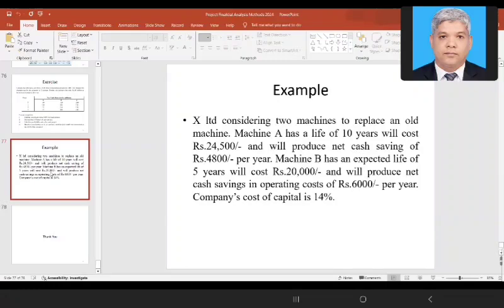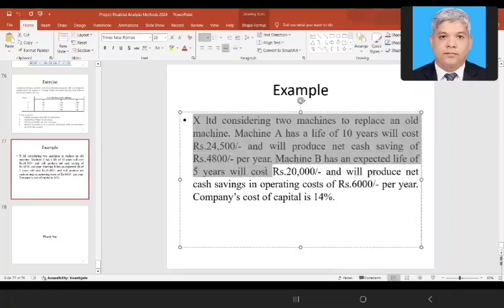The last one is a company considering two machines to replace. There are possibilities if a company is already functioning with one machine, they propose to replace it. So here the company is considering two machines to replace an old machine. Machine A has a life of 10 years, which will cost 24,500 and will produce net cash savings of 4,800 rupees per year, for a period of 10 years.